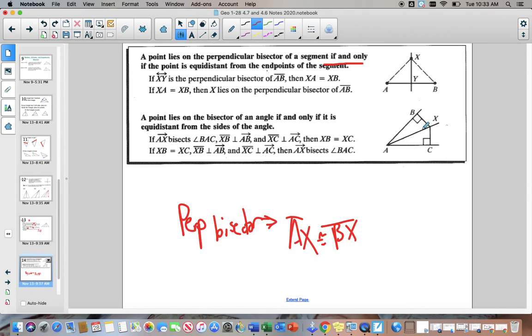Okay, and then the same thing we can do for the angle bisector. If we know this is an angle bisector, we would then know that XB is going to equal XC. If we know XC equals XB, then we know that X lies on the angle bisector. So these again are if and only if, so we can use the implies setup for that as well.